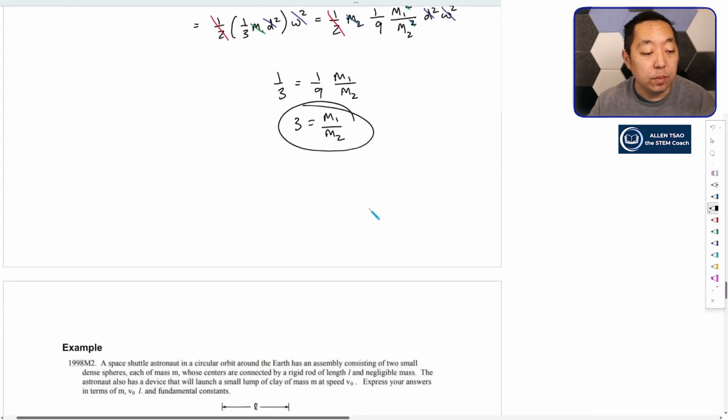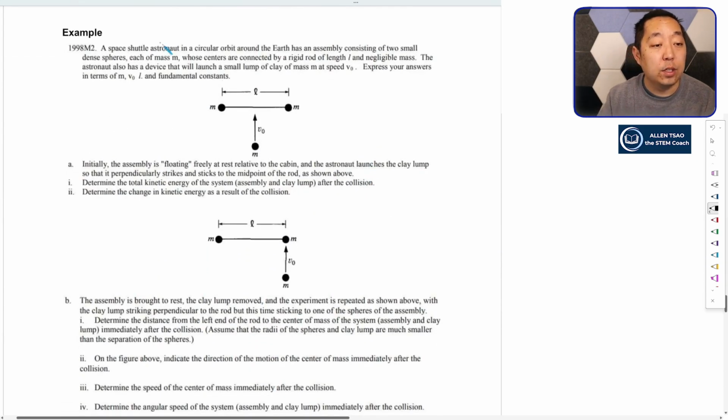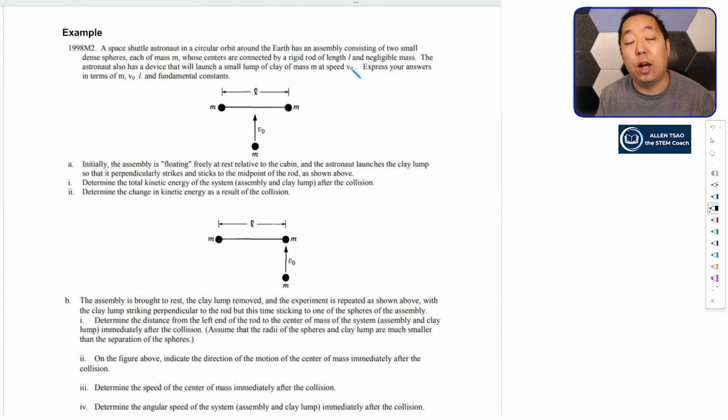Okay. Let's look at another example here. So we have a space shuttle astronaut in a circular orbit around the Earth who has an assembly consisting of 2 small dense spheres, M, whose centers are connected by a rigid rod of length L and negligible mass. The astronaut has a device that will launch a small lump of clay at speed v0. Express your answer in terms of these. Initially, the assembly is floating free at rest relative to the cabin, and the astronaut launches the clay lump so that it perpendicularly strikes and sticks to the midpoint of the rod. Determine the total kinetic energy of the system after the collision.